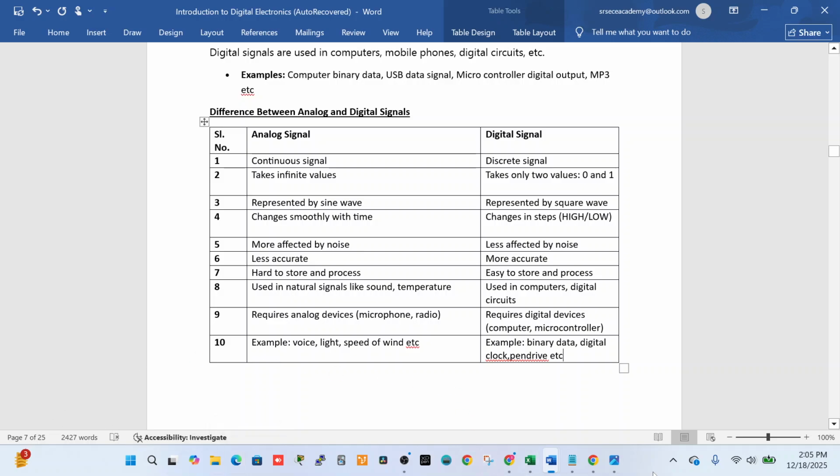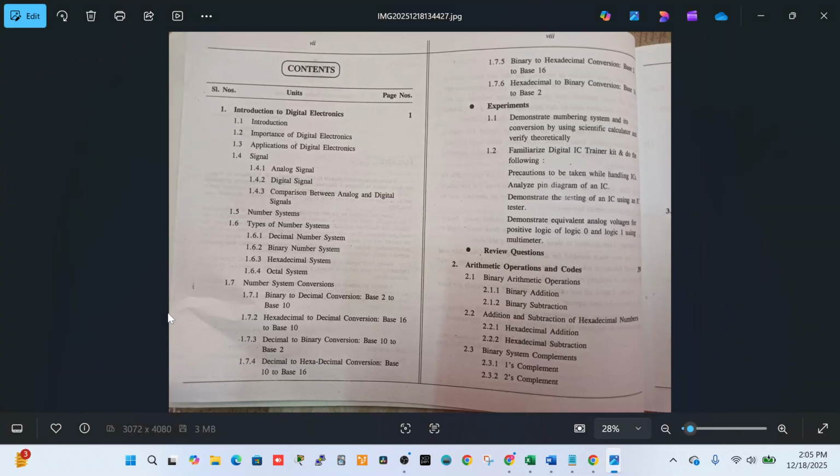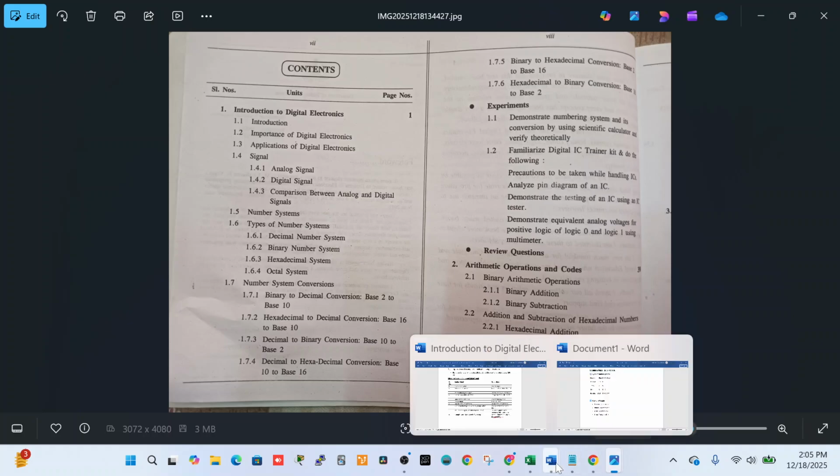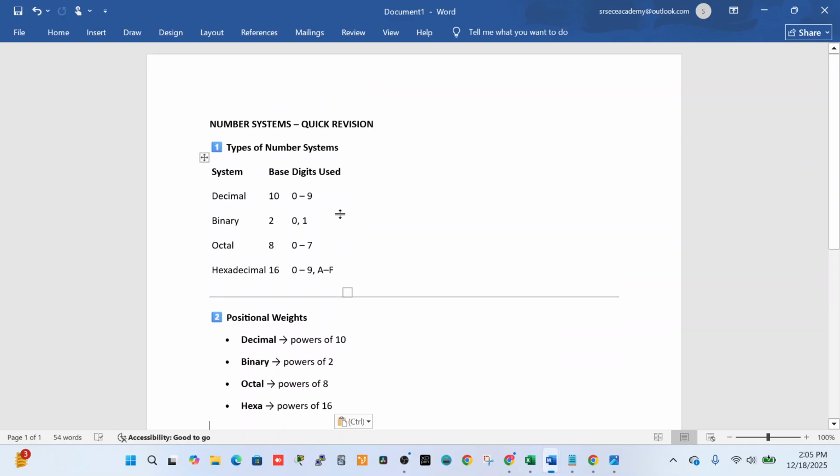Next here, number system. I have explained what is a number system and why we have to use number systems. This is a quick revision. If you watch this video, during your examination you can definitely score very well. Types of number systems: decimal system, base is 10, digits 0 to 9. Binary system, base is 2, digits used are 0 and 1.